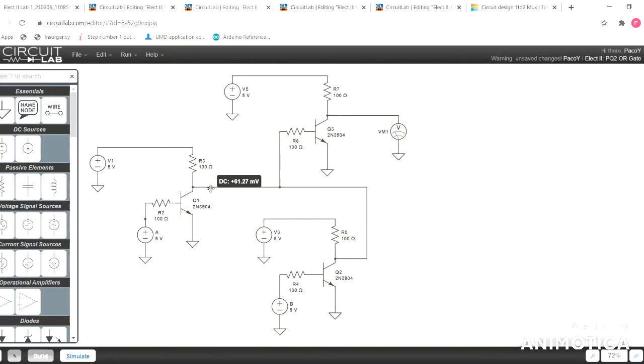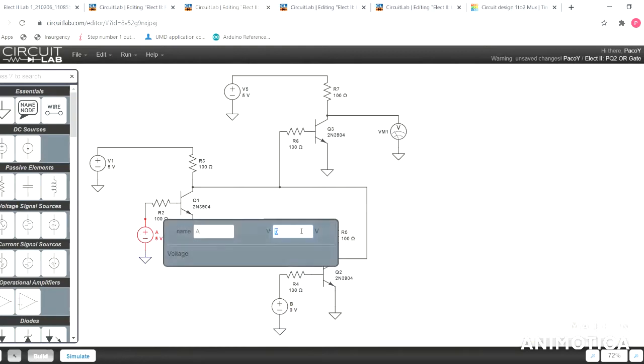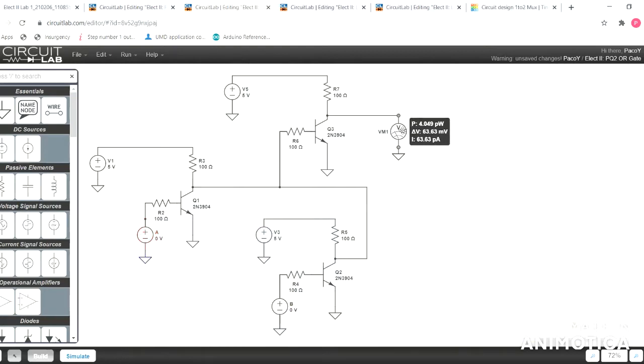This is the OR gate. You have two highs, your inputs A and B. So two highs gets a high, one low gets a high, and then two lows gets a low.